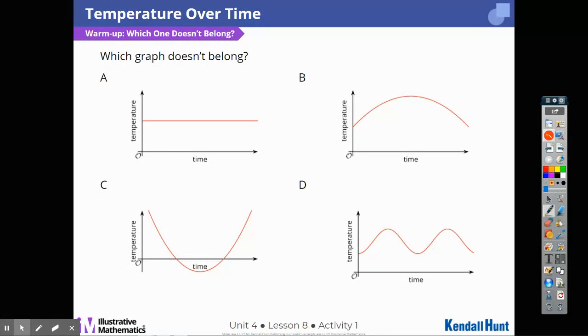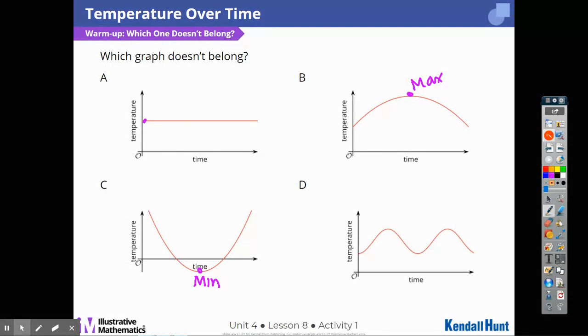A is the only one that has a constant temperature the entire time. It doesn't change as the time increases. B is the only graph that has a maximum. So it's increasing and then it reaches a certain point in temperature and decreases at the same rate that it was increasing. Graph C is the only one that has only one minimum.